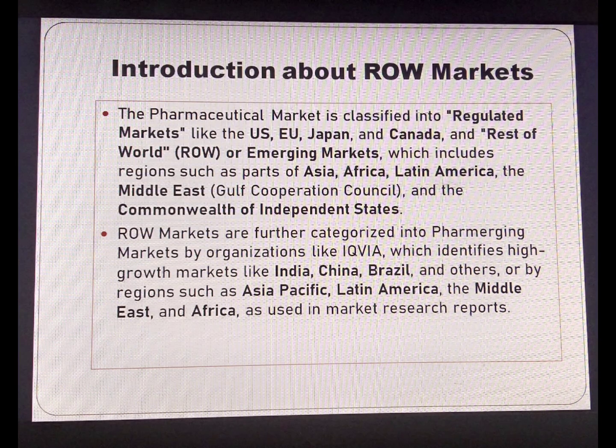With respect to regulated markets like US, EU, Japan and Canada. With respect to rest of world, that is ROW or emerging market, which includes regions such as parts of Asia, Africa, Latin America, the Middle East, that is Gulf Cooperation Council, and the Commonwealth of Independent States. ROW markets are further categorized into pharma emerging markets by organizations like IQVIA, which identify high growth markets like India, China, Brazil, and others, or by regions such as Asia Pacific, Latin America, the Middle East, and Africa as used in market research reports.